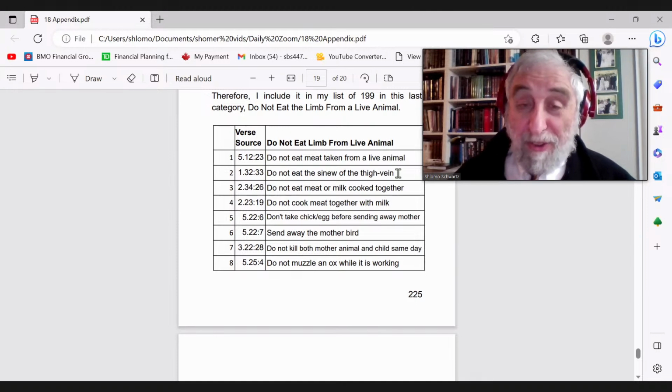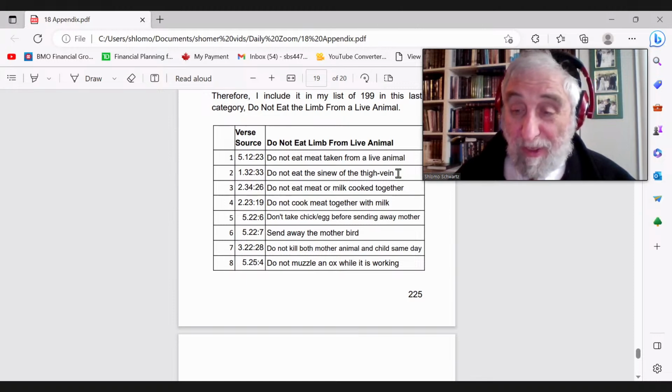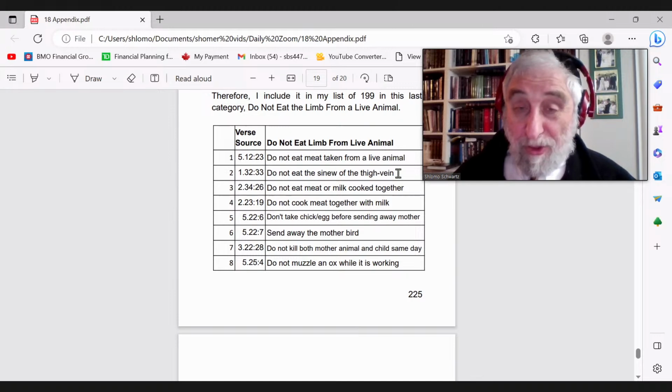The next one is, do not eat the sinew of the thigh vein. That's one of the early mitzvahs in the Torah, and it goes back to the struggle Jacob had with the angel, wrestling overnight, and that's where the name Israel came from: one who wrestles with God. The story goes that at the end of the fight he walked away with a limp, and right then and there God says, therefore the Jewish people do not eat the sinew of the thigh vein, just to commemorate that.